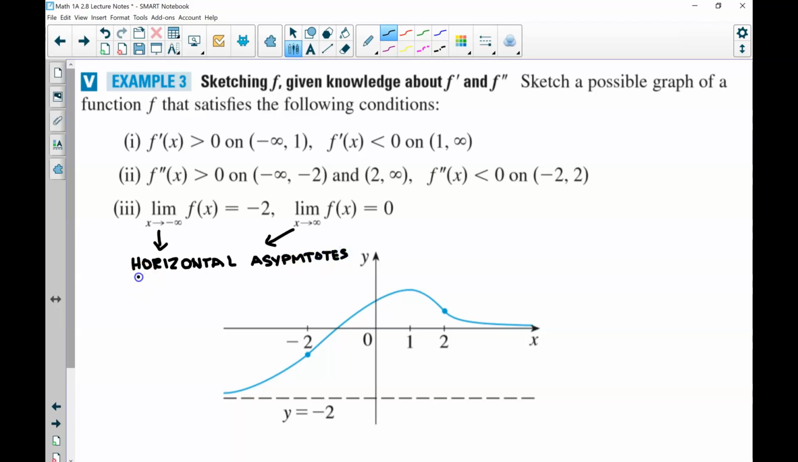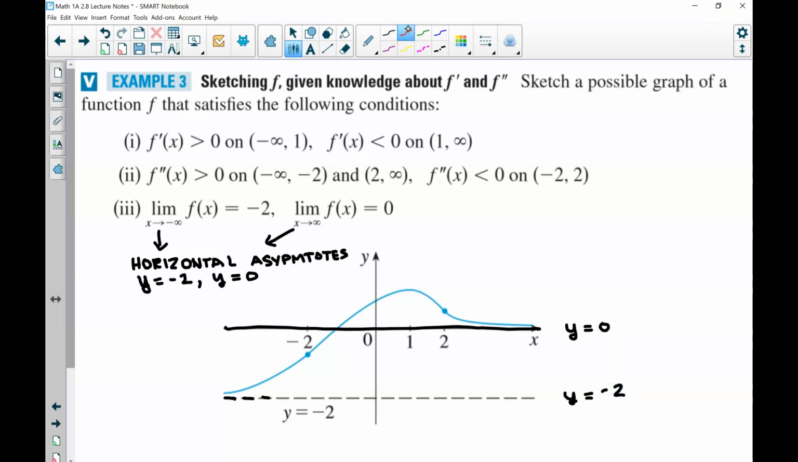And those horizontal asymptotes are y equals negative 2 and y equals 0. So if you notice here, again, here is your horizontal asymptote, and then here is your other horizontal asymptote. So here we have y equals 0, and then y equals negative 2. Now let's go back to the first part again.